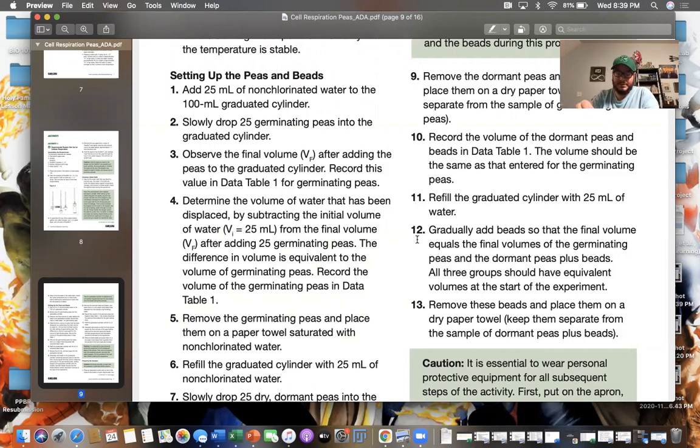So 38 beads got me to the same volume. Now remember, yours might be slightly different, and that's okay. One sec, I need another paper towel. Okay, remove the beads, place them on a dry paper towel. We'll do that now. These can sit right here.